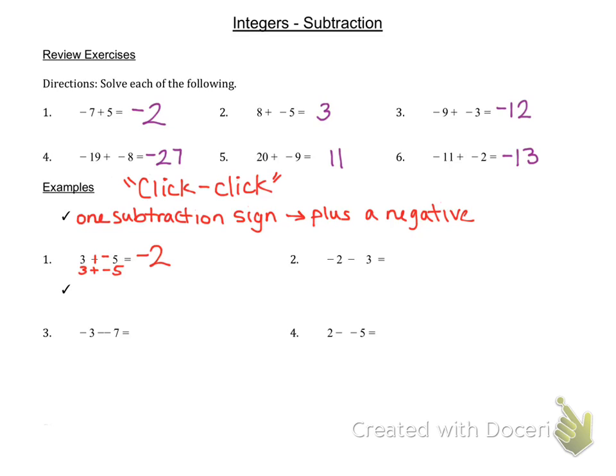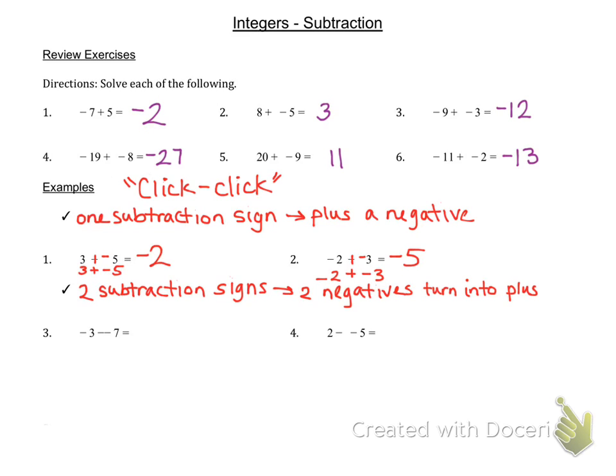Now let's try number 2. Again, we're subtracting, -2 minus 3, so I'm going to do click. So now I have -2 plus a -3. So remembering from addition, I'm going to add those two together. 2 plus 3 is 5, since they're both negative. And also, since they're both negative, my answer has to be negative.